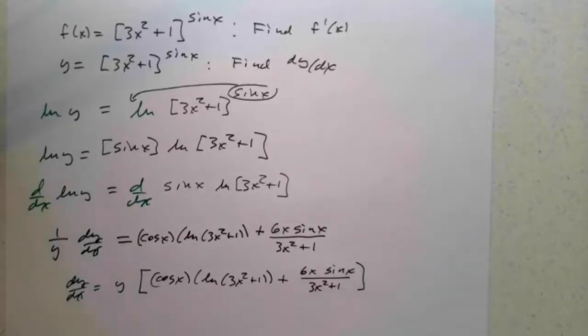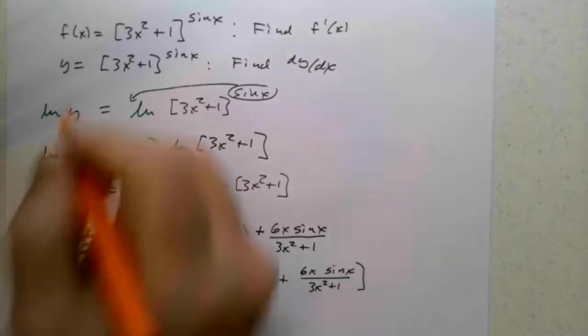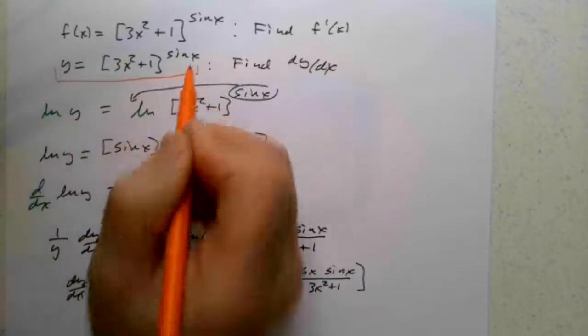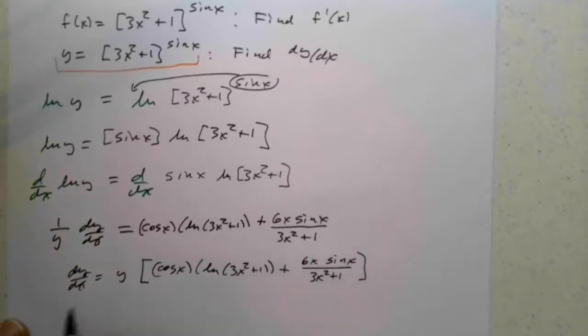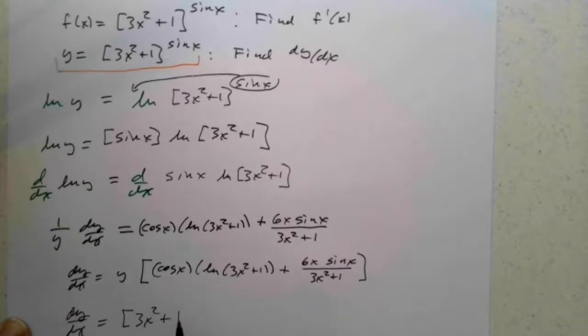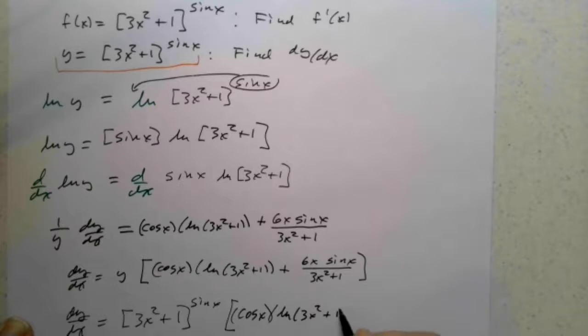And the last thing I need to do is replace y with what y is. Remember, we saw y way up here on top. y was (3x squared plus 1) to the sine x. What is that going to give us? dy/dx equals (3x squared plus 1) to the sine x times all of this: cos x times natural log of 3x squared plus 1, plus 6x sine x over 3x squared plus 1.